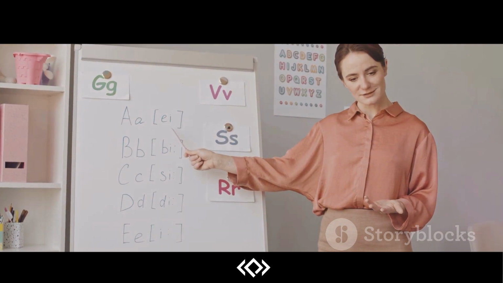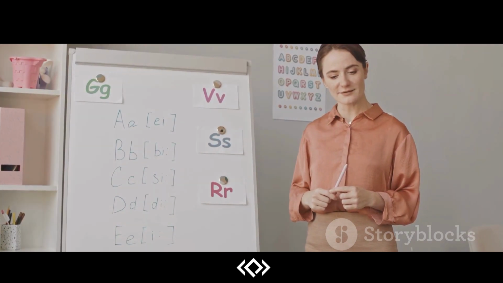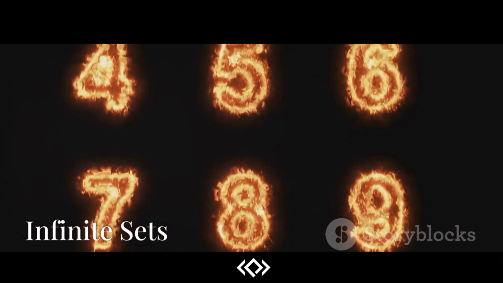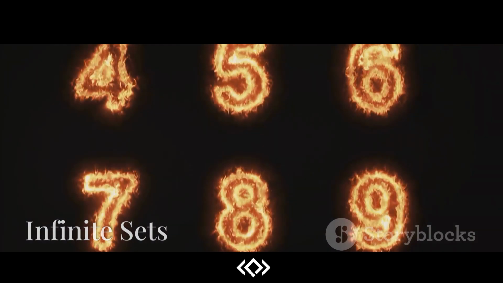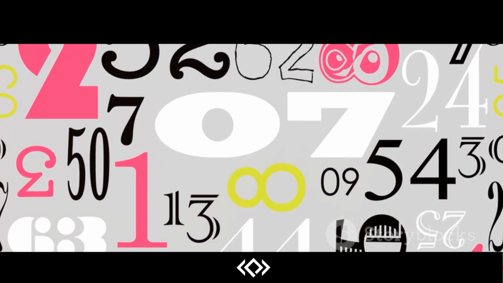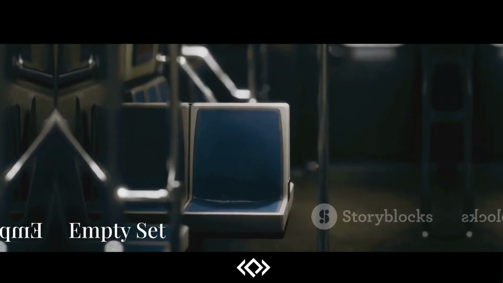1. Finite sets. A finite set has a specific number of elements. For example, the set of vowels in the English alphabet, A, E, I, O, U, is finite. 2. Infinite sets. An infinite set has an unlimited number of elements. For example, the set of natural numbers, 1, 2, 3, and so on, is infinite.